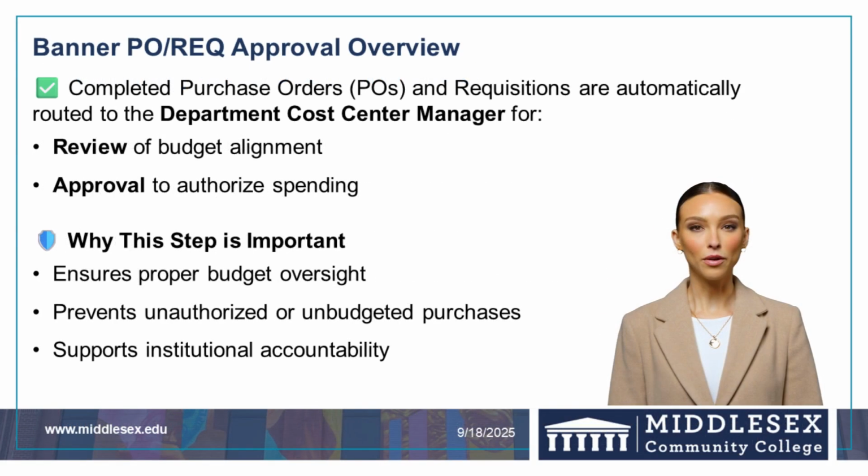Let's begin by reviewing the Purchase Orders and Requisitions Approval Overview to understand how purchase orders and requisitions move through the approval process. Once a purchase order (PO) or requisition (REQ) is completed in Banner, it is automatically routed to the Department Cost Center Manager for the following: review of budget alignment, and approval to authorize spending. Why this step is important: it ensures proper budget oversight, prevents unauthorized or unbudgeted purchases, and supports institutional accountability.